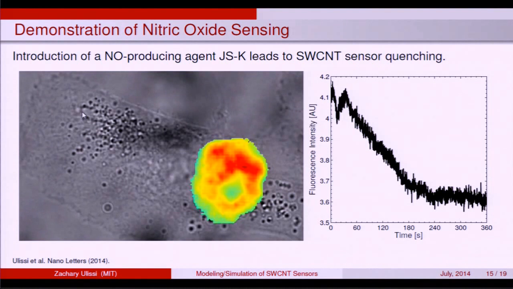So we're trying to extend this to the study of other molecules within cells, and other members of my lab are also doing animal studies at the moment to figure out how to apply those to rats and other small animals. And this is just an integrated intensity over time. You can see over the course of about 6 minutes after we introduce a nitric oxide producing drug, about 10% of the nanotube signal is quenched. That's something that we can see very easily experimentally.